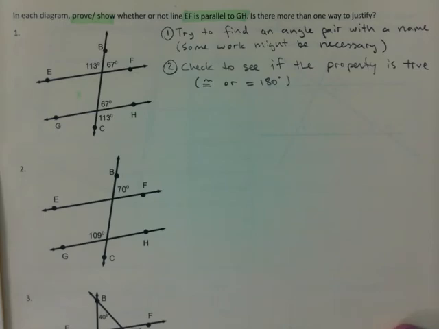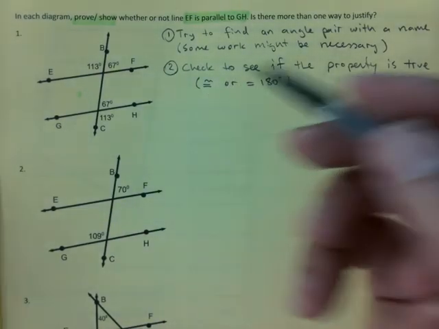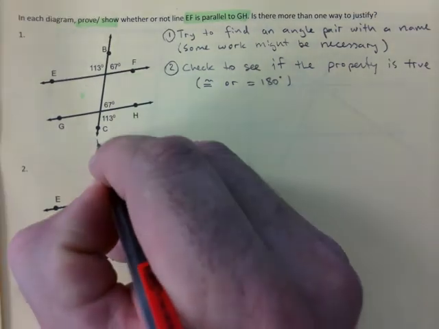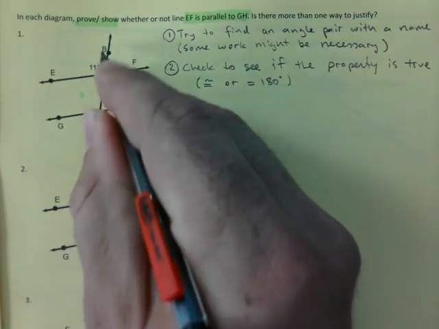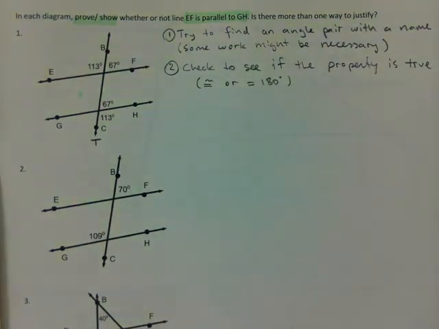And then you're done. Then it's just a matter of stating the obvious, okay? So let's do our work here. I will just make a capital T for transversal. This is obviously my transversal, and the angles that I'm looking for are along that transversal.